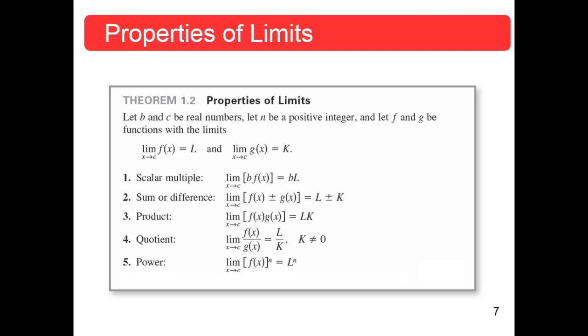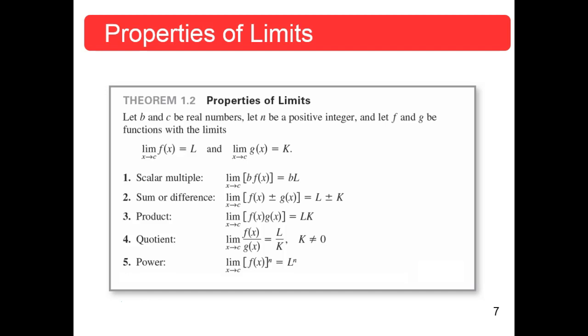In other words, split this into 2. This would be the limit as x approaches c of f of x plus or minus the limit as x approaches c of g of x. The limit as x approaches c of f of x is L. So that'd be L plus or minus the limit as x approaches c of g of x, which is k. So that'd be L plus or minus k. Hopefully, just what you would expect it to be. Right? Pretty exciting stuff. Okay.